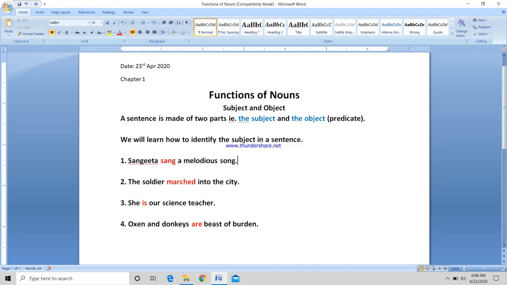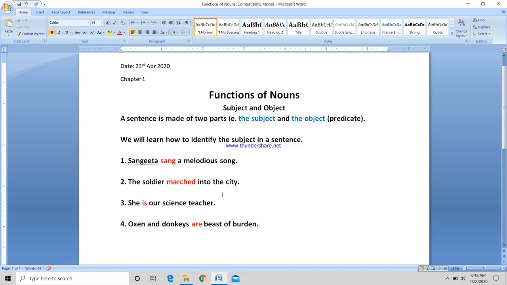Now you have to ask a question, who sang? Who sang the song? Sangeeta. So Sangeeta is the subject over here. So in other words, subject is the doer of the action. So who is doing the action over here? Who is singing a song? Sangeeta is singing a song. Therefore Sangeeta is the subject of the sentence.